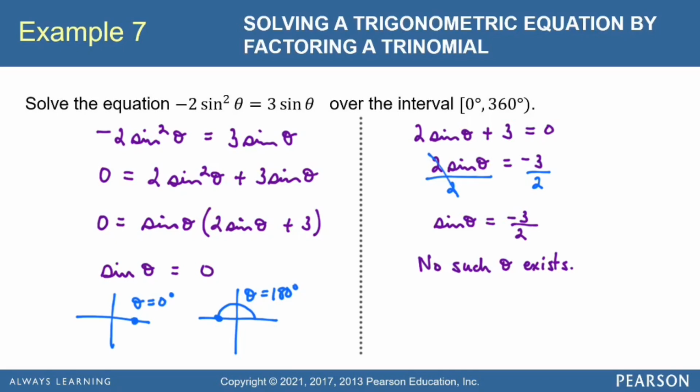Now don't worry if you didn't notice that negative 3 over 2 was not a valid sine value, because if you switch this into inverse form and enter it in your calculator, you would have to enter sine inverse of negative 3 over 2, and it would give you a domain error, and then you would know this factor just did not produce any solutions. But this other factor did produce 2 solutions. So we would say that our solution set is 0 degrees and 180 degrees.